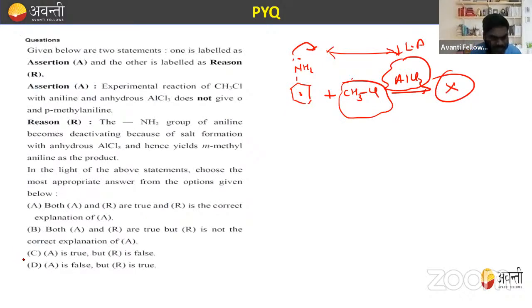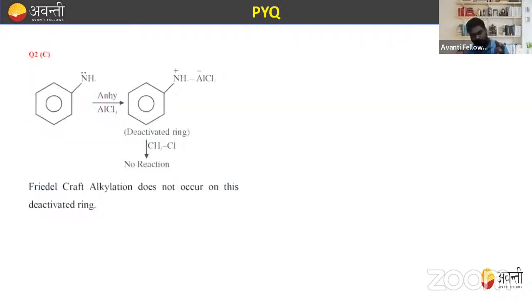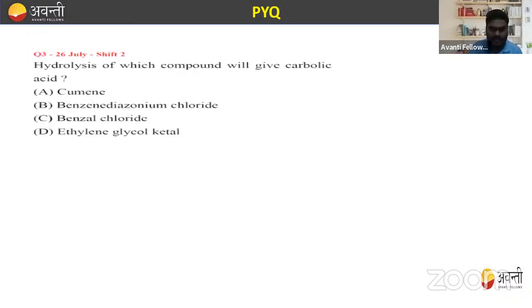A is true, but R is absolutely false. There is nothing to do with the correct reason, right? Because what is the main reason behind this? The reason is the NH2 group behaves as a Lewis base, whereas AlCl3 behaves as a Lewis acid, and they react with each other, right? So there will be no reaction. So the first statement is absolutely correct, but the explanation is not correct.